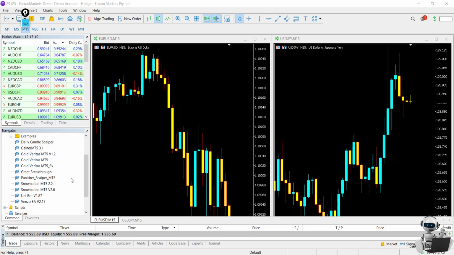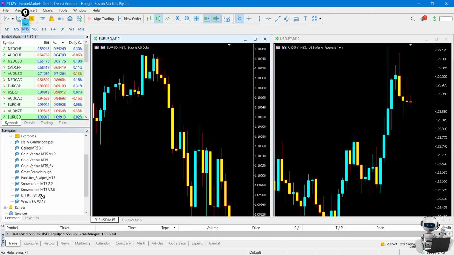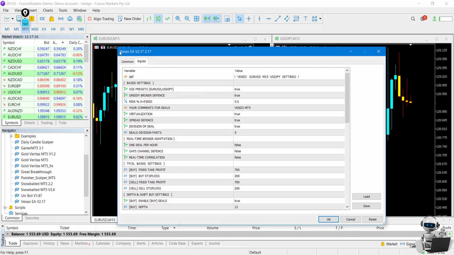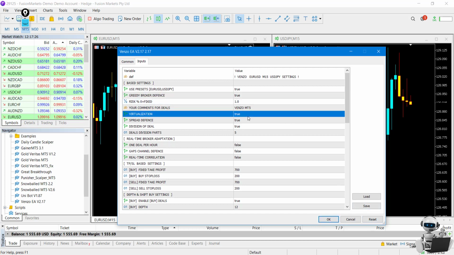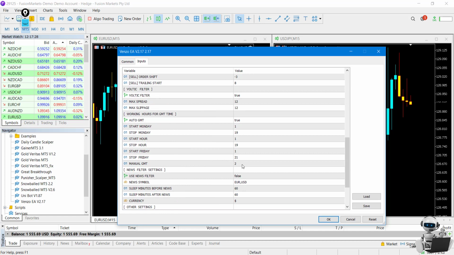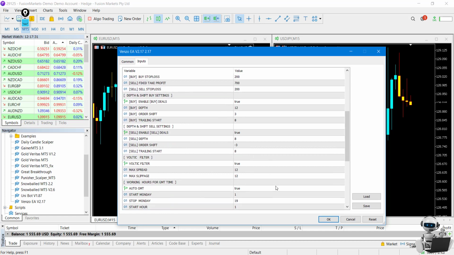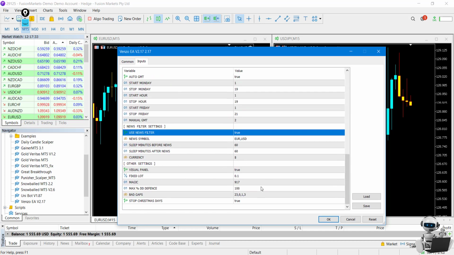So how does the Venzo work on the chart? First of all, you have to load the EA into the 15-minute chart. Make sure to let it work on default. Accept the risk size. Let me reset it, I will put it at 1%. You can change the comment and also activate the news filter. A very important thing that you need to do, and click on OK.